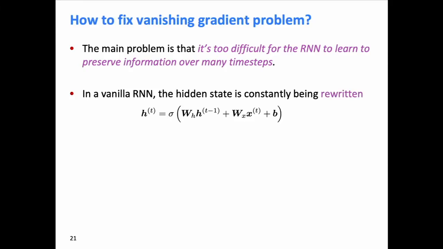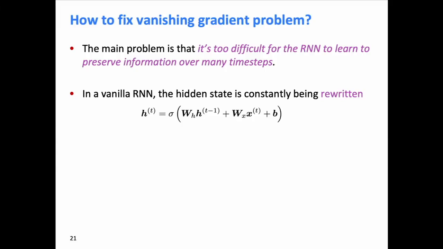If you look at the equation for vanilla RNNs and how we compute the hidden state based on the previous hidden state and the input, you can see that the hidden state is in a way constantly being rewritten. It's always computed based on these linear transformations and the nonlinearity.